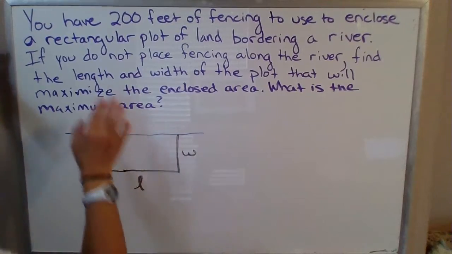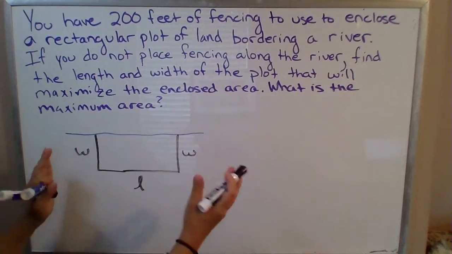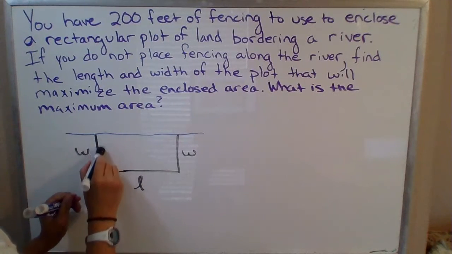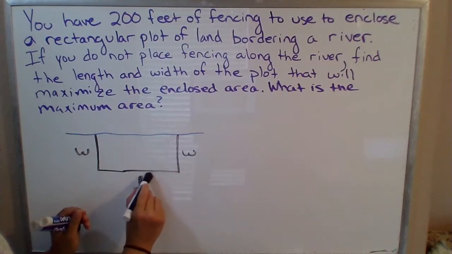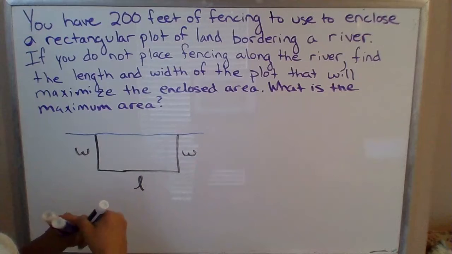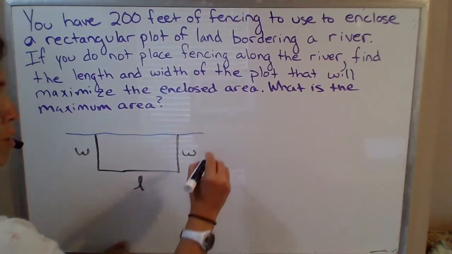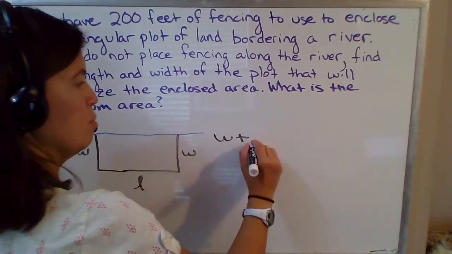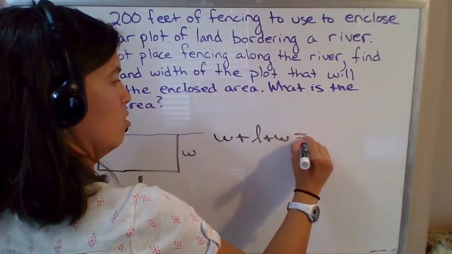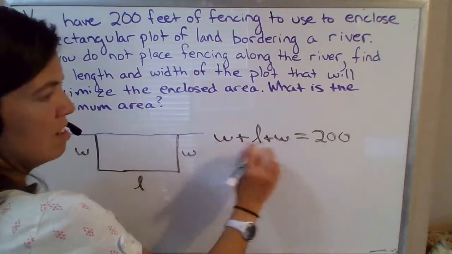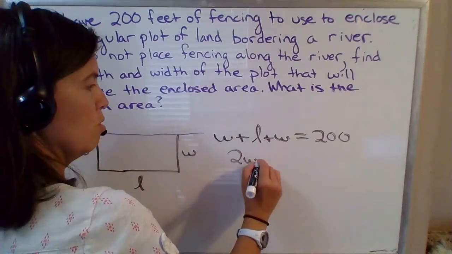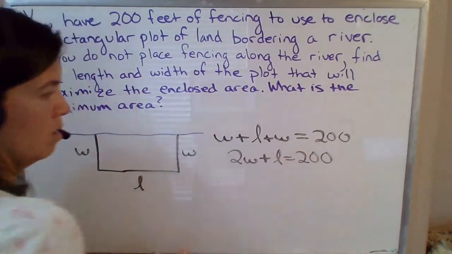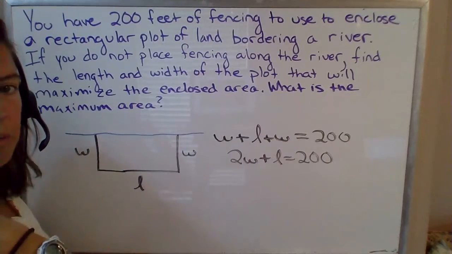All right, so let's think about this. You have 200 feet of fencing. That means, if we want to have maximum area, we want to use up all of that fencing. So when we add up the length of fence along here, plus the length along here, plus this length of fence, the sum should be 200. So W plus L plus W should be 200. It makes sense to combine the two W's, so 2W plus L equals 200. We get that from just the first sentence.